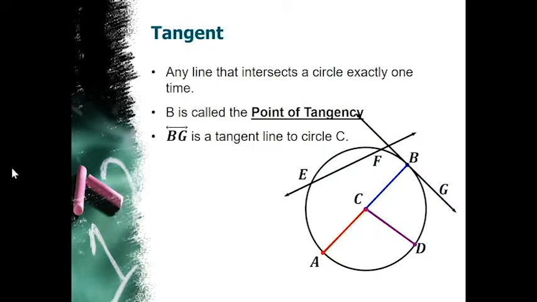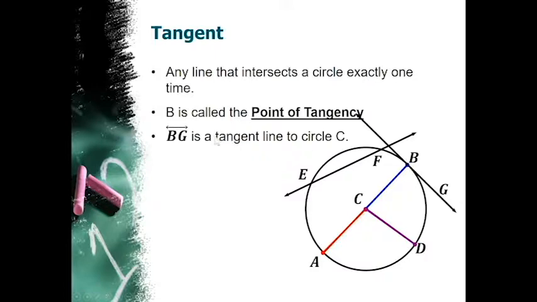Besides having special names for different segments within a circle, we also have special names for different lines that are in relationship to a circle. The first line that has a special name in its relationship to a circle is called a tangent line. A tangent line is any line that intersects a circle exactly one time. This here would be an example of a tangent line, BG. You've got point B here, you've got point G out here. That only touches the circle at one point.